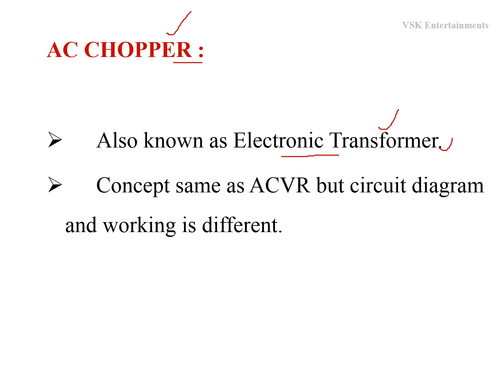So the AC chopper is called an electronic transformer, and the concept of AC chopper is the same as the concept of AC voltage regulator, but there is a difference in the circuit diagram as well as the working of AC chopper compared to AC voltage regulators.